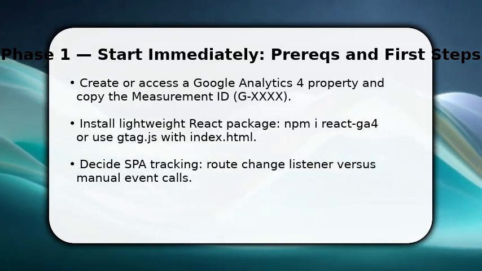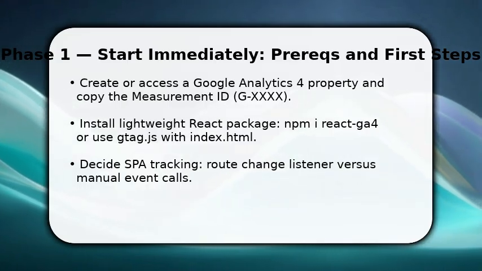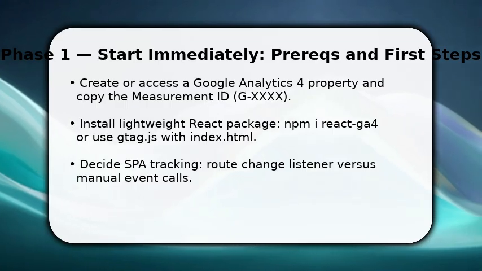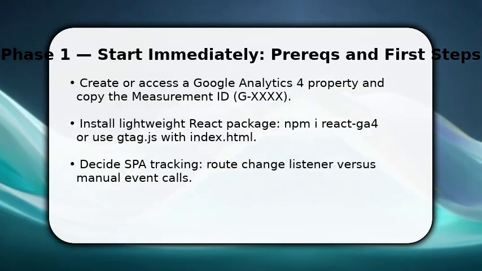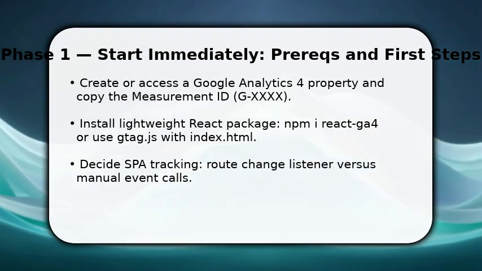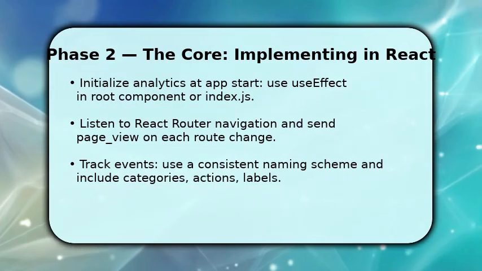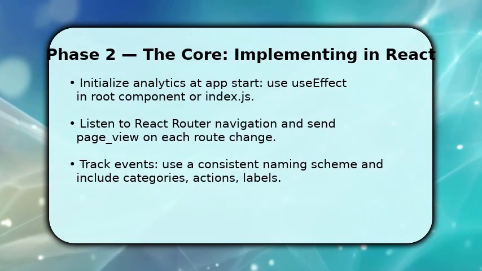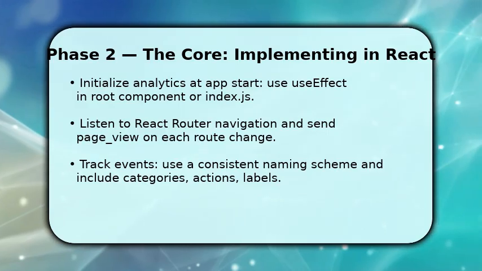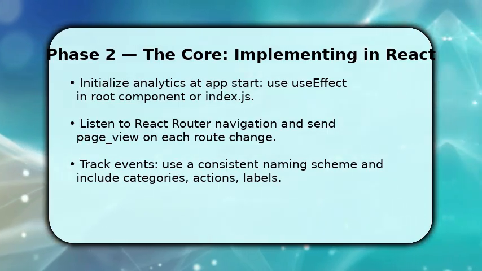Next, decide how to track a single page app, set up a route change listener, or call page view manually when components mount. Do this now, skipping it later breaks session continuity and skews acquisition and behavior metrics. You should initialize analytics in your root file and run it once. For example, call initialize G-XXXX inside index.js or a useEffect in App with an empty dependency array.